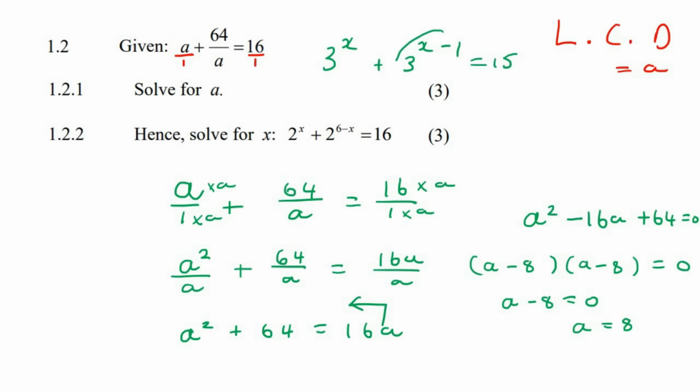And then what we would do here is you would break this up into 3 to the x and then 3 to the negative 1. And then we would have a common factor over here of 3 to the x. That's normally what happens. But if you had to do that here, it won't work because you're going to end up with a 2 to the x and a 2 to the negative x.